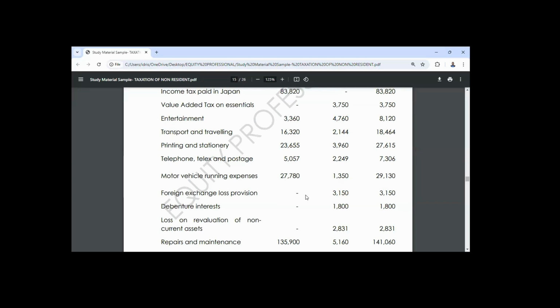Debenture interest, is it allowed? It is allowed. Interest on loan, interest on debenture is allowed. Loss on revaluation of non-current assets. Is it allowed? No, it's not allowed. Impairments, amortization, all those things, depreciation, they are not allowed in tax. We don't test for impairments. It is your corporate reporting. In tax, we don't make provision for loss on revaluation of an asset. The question is, who do you pay? Does it involve cash payments? No. So it is not allowed.